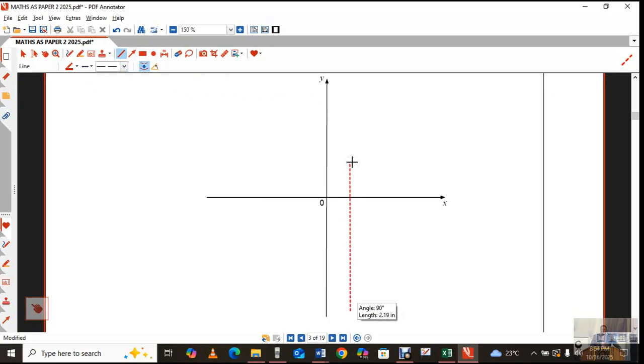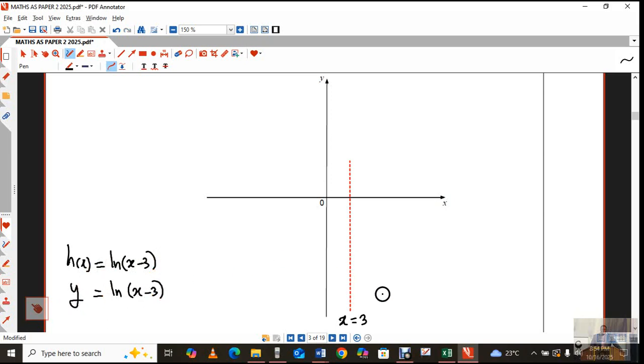That is, let's say, up to there. I don't want to continue. So let's say that is the line x equals 3. When you now look at your function, that function was h of x equal to the natural log of x minus 3. So this is like y equals the natural log of x minus 3. At this level, I hope you know the type of way the function is.